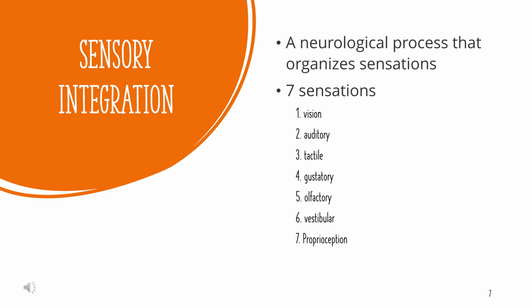Beginning with sensory integration, this is a neurological process that organizes sensations coming into our bodies. It makes it possible for us to effectively participate in our daily activities and tasks. Typically, you would think of the 5 sensations, but there are in fact 7, and they are vision, auditory or hearing, tactile or touch, gustatory or taste, olfactory or scent, vestibular, our sense of balance, and finally proprioception, which is our sense of our bodies in space.